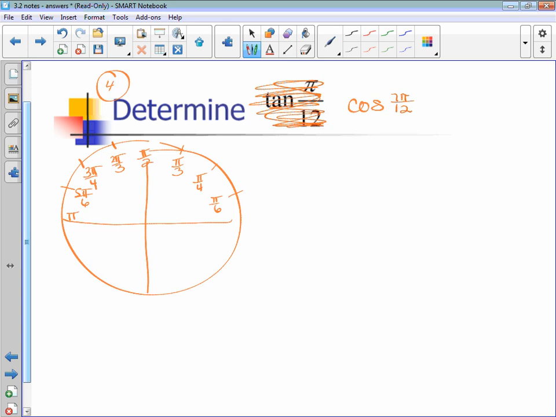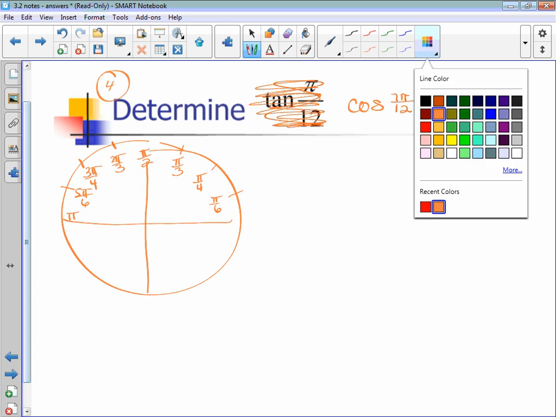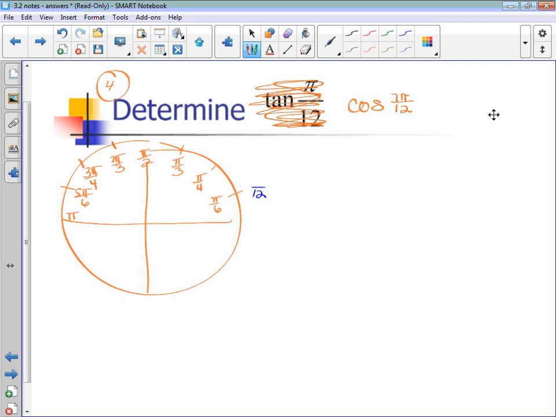Could I make all of them over 12? Wouldn't that be a common denominator between all of these? Okay. So what would pi over 6 become if I wanted it to be something over 12? Pi over 12. Okay. What's pi over 4 going to be? What's pi over 3 going to be? Do I need to keep going? Yes. I can do another one.